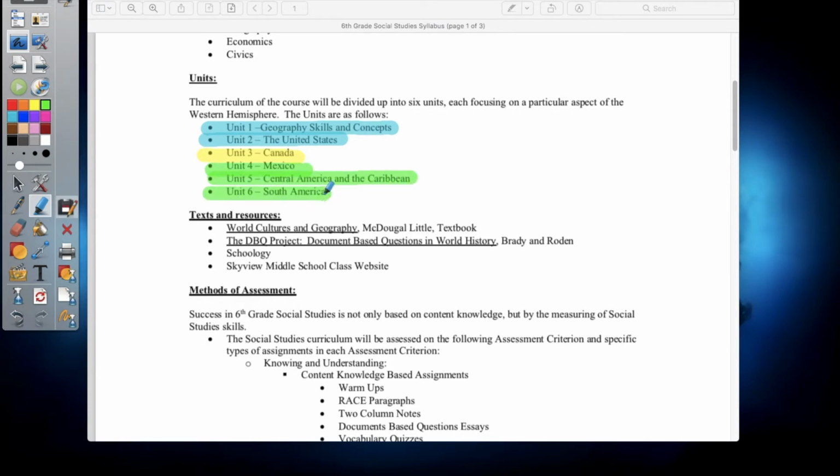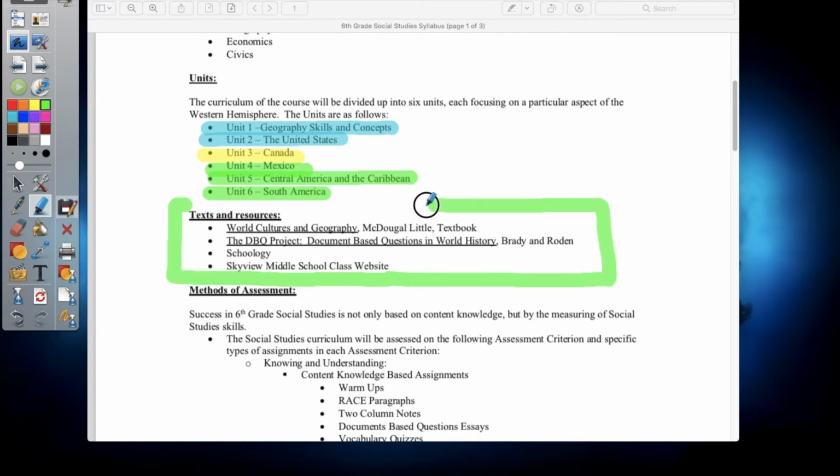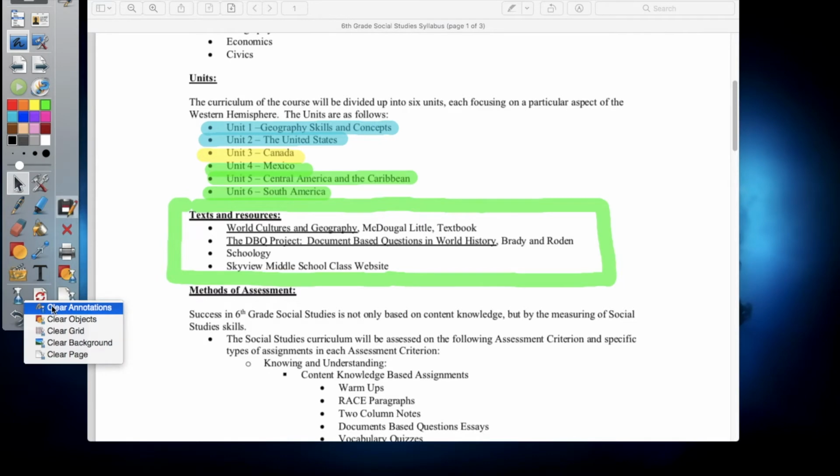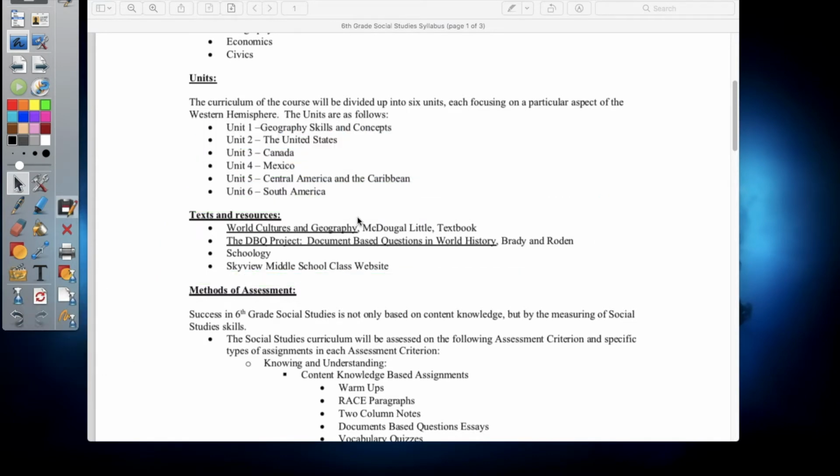Now, as for your textbooks and resources, your text will primarily come from the World Cultures and Geography book, which I'll be providing on your Schoology page, as well as anything from the DBQ Document Project for your final project for each unit. And like I said before, I'll be providing those materials for you as well.